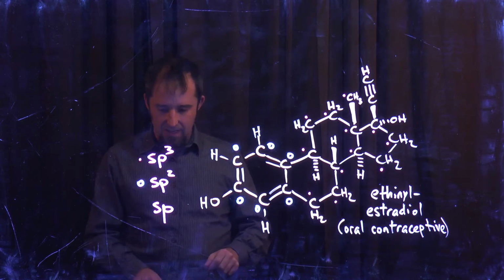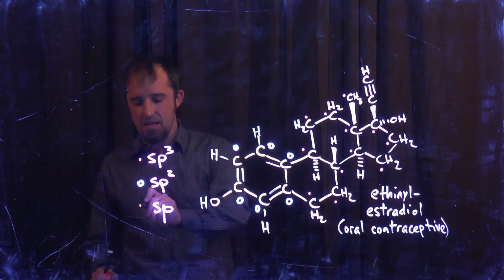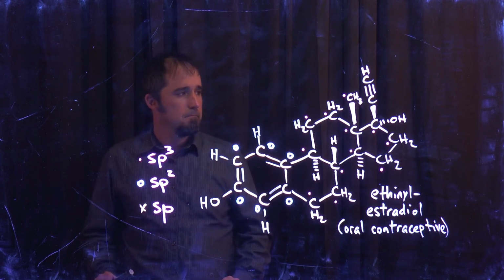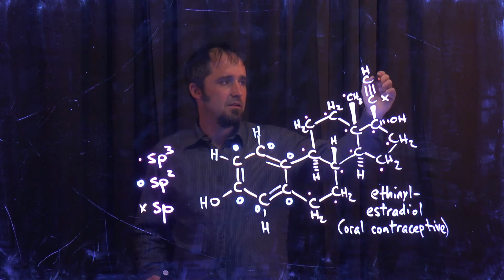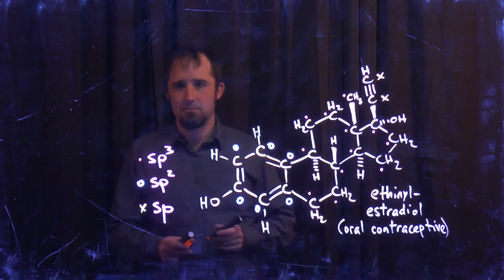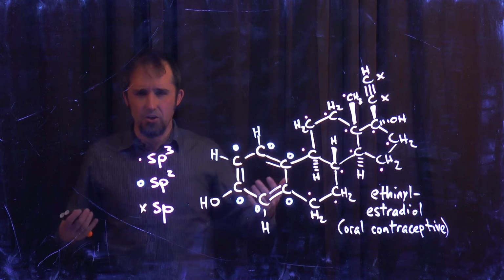Now, let's draw an X next to any sp carbons. Well, that would be these. Triple bonds. How do we use this nomenclature? What good is it to us?